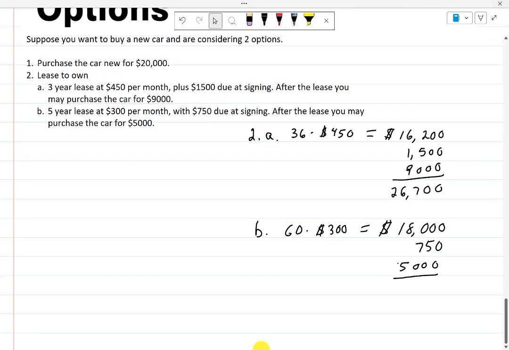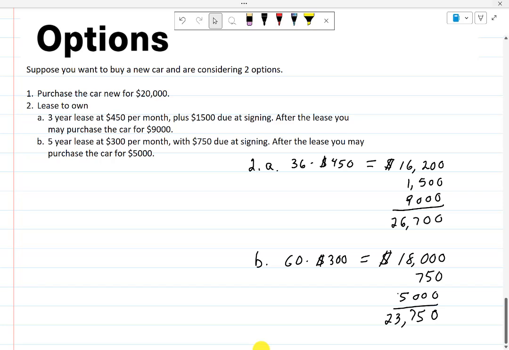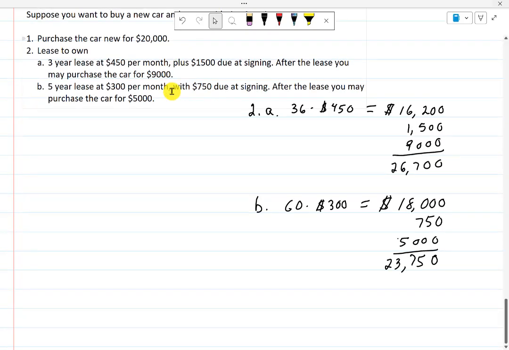And so I'll add them up. I get $23,750. So that's less. Certainly, it seems like a better deal. $26,700 is pretty heavy. And one of the things that probably is the most important to any car buyer is how much they're going to pay per month. So that may be a consideration here. If this person doesn't have $20,000 to give right now, he's going to finance the car. Let's take a look at his finance options.